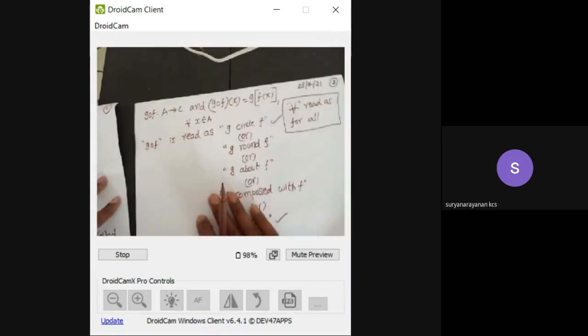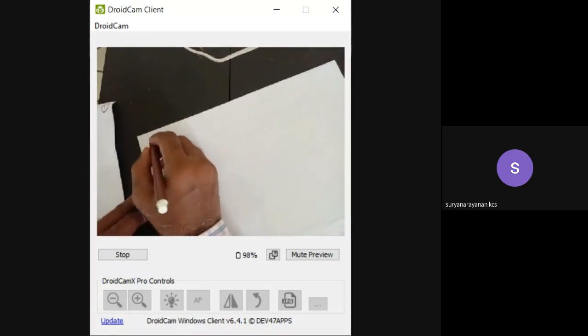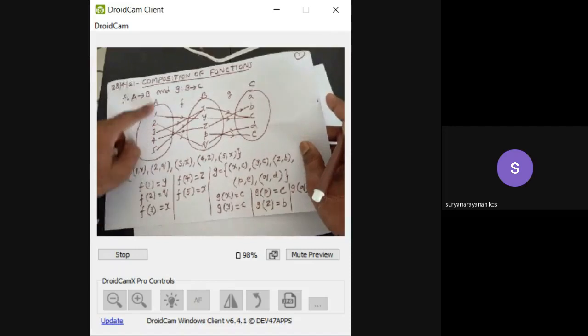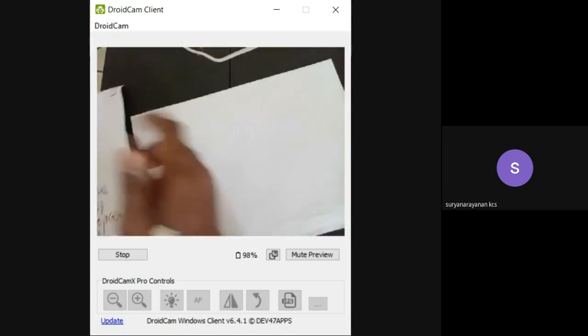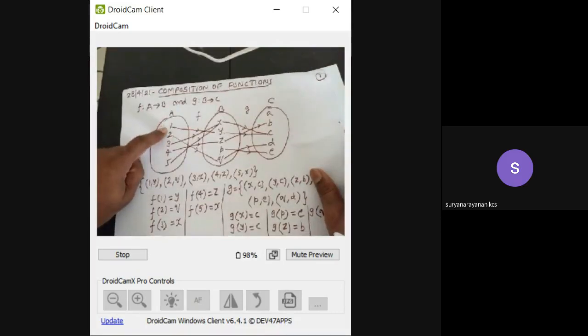So G circle F. What are the elements in the domain here? 1, 2, in the set A. In the set A only we take 1, 2, 3, 4, 5. Okay, G circle F of 1, the first element. Here the first element is 1. G circle F of 1.